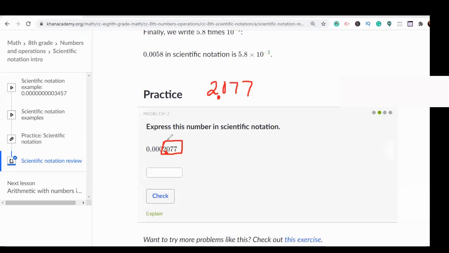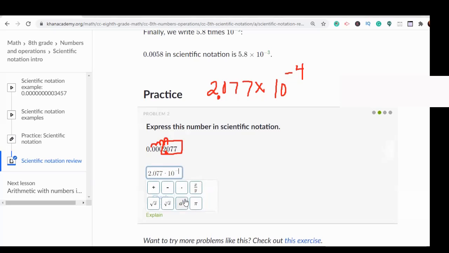Now if the decimal is there, how many places do we have to go to get to the original decimal location? 1, 2, 3, 4. But since we went to the left this time, it would be negative 4 as our exponent. So typing that in would be 2.077 times 10, and the exponent is negative 4. And let's check it. Awesome.